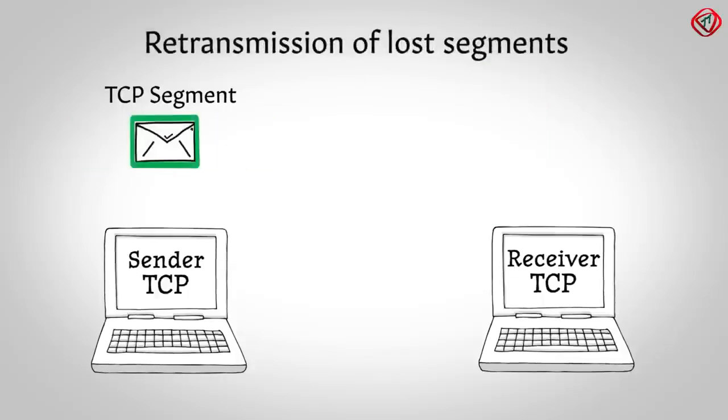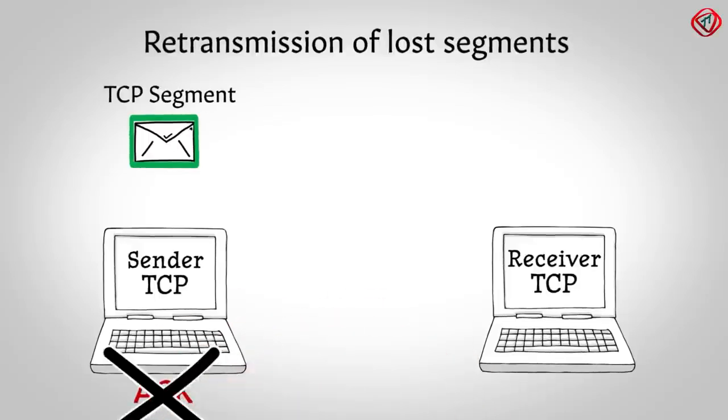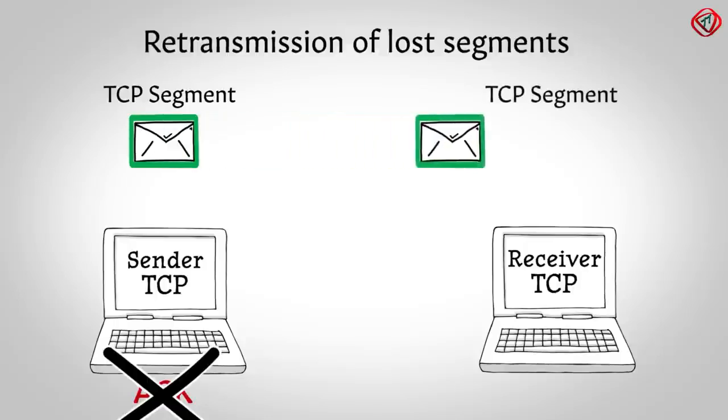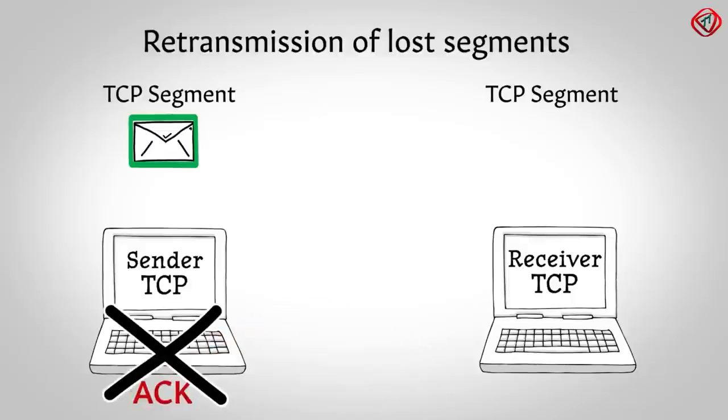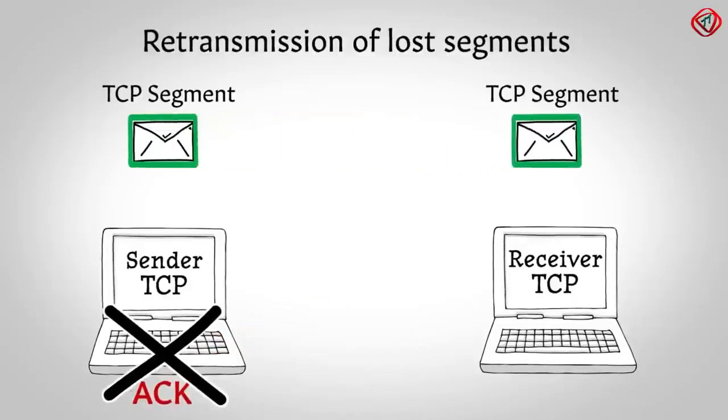Retransmission of lost segments. For reliable data transfer, the receiver TCP sends an acknowledgement to the sender TCP for each TCP segment it receives. If acknowledgement is not received, the TCP segment is retransmitted. Therefore, if a TCP segment is lost, the receiver will not send an acknowledgement message to the sender. As a result, the sender TCP sends the lost segment again.